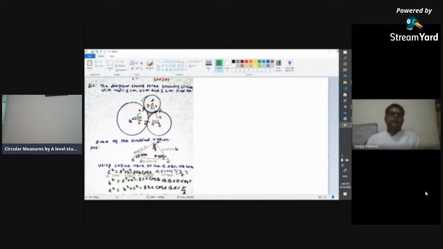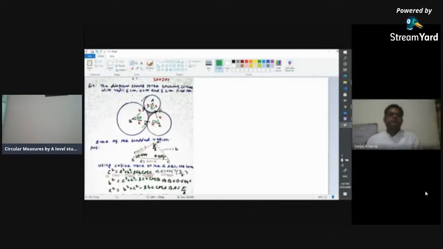So here in this case, we can see that this is one circle and another circle, and this is the third circle. They touch each other at one point each. Alright. So in this situation, the radius of this big circle is given as 6 cm, the medium circle is given as 4 cm, and the smallest circle has a radius 2 cm. And you have to get the area of the shaded region that you can see here.